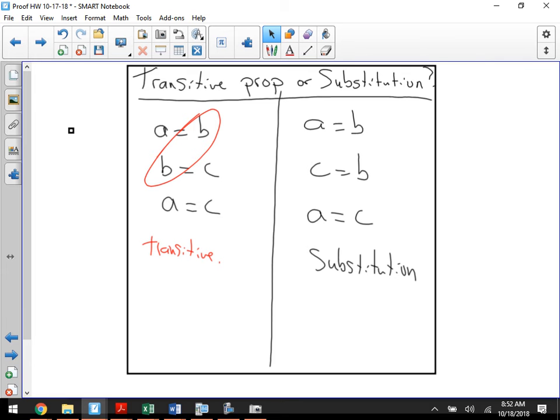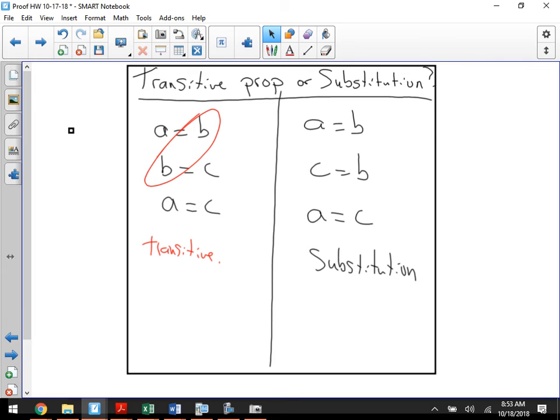When it is not on a diagonal, it's substitution. That's how you tell the difference between the two. Transitive property is more specific than substitution. If it's written out, 2 is congruent to 3, 3 is congruent to 4, where it's repeated like that, then it means it's going to be transitive property. If it is not, bless you. If it says, A equals B, C equals B, A equals C, that's substitution. That's the difference between the two.